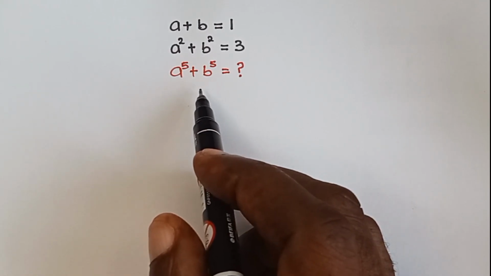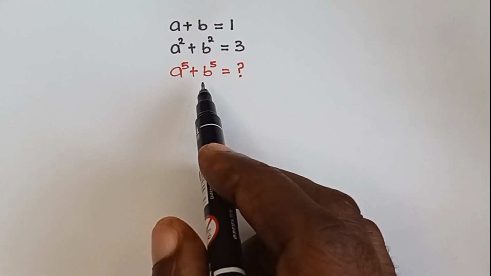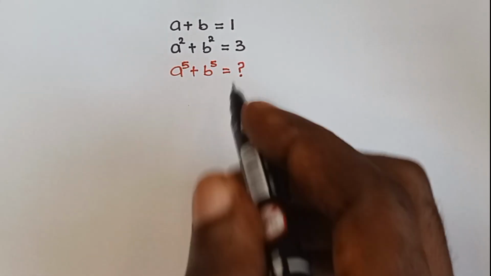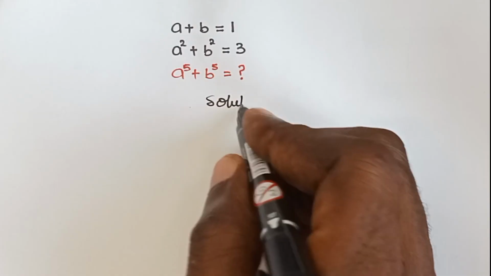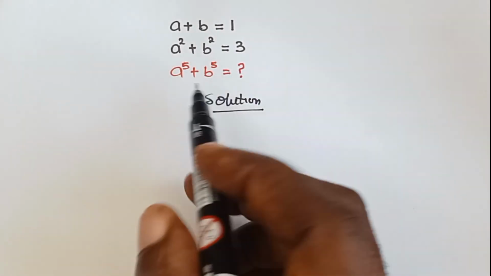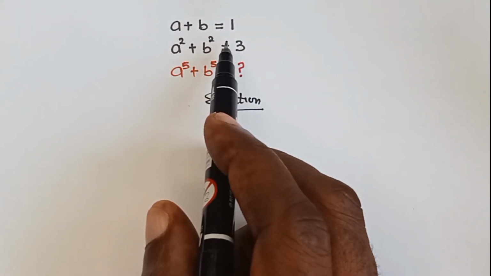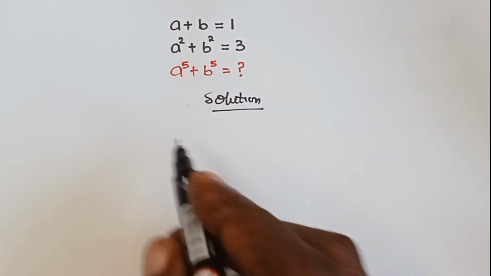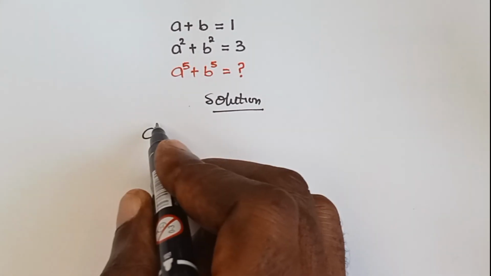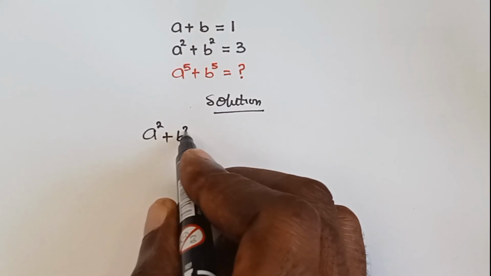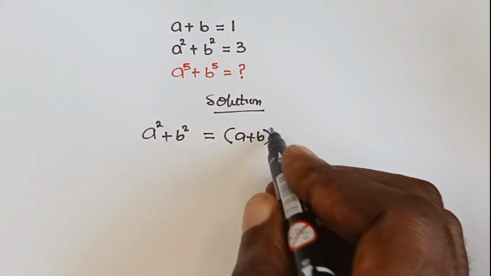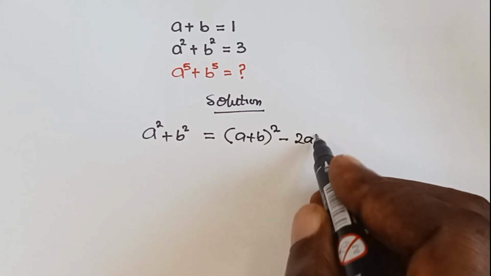In this video, I want to show us the easiest way to solve this simultaneous equation. Okay, solution. Alright, so we have a plus b equals 1 and we have a squared plus b squared equals 3. You know that a squared plus b squared is equal to (a plus b) squared minus 2ab.